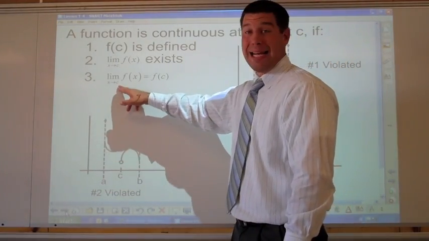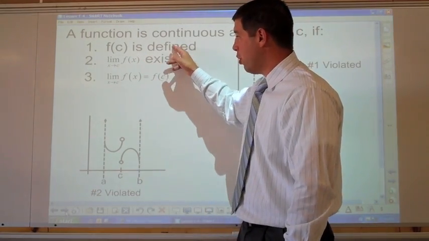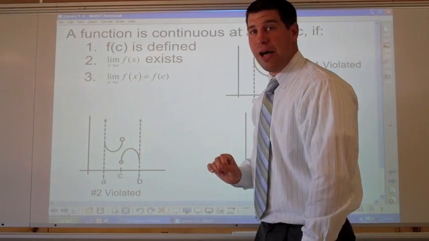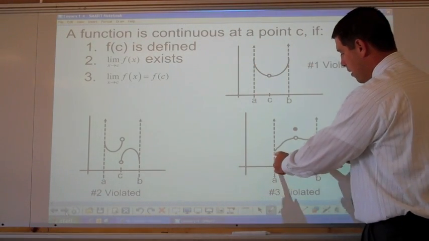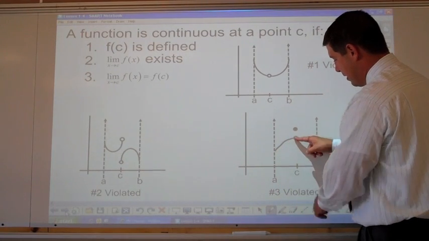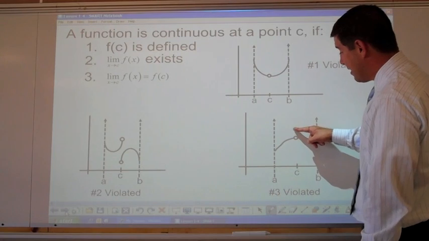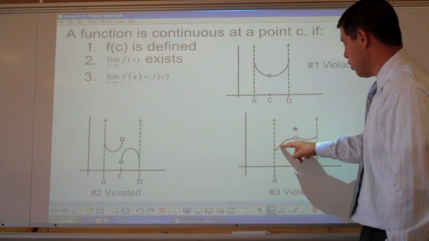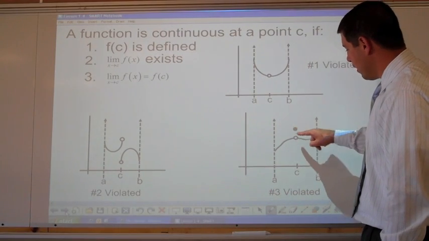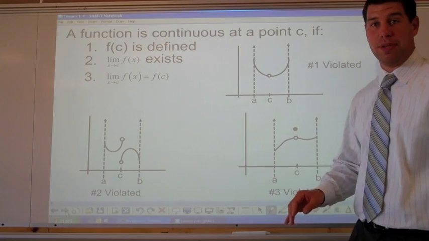Finally, you have a function that has a limit at c, and that c is defined, where both these are good, but they're not equal to each other, as is the case right here. The limit as x approaches c exists, wants to be up here. The function is defined at c, but when they don't equal each other, you have a hole in the graph. So to trace this function, you have to trace, lift, lift again, continue tracing. So therefore, this function is discontinuous.